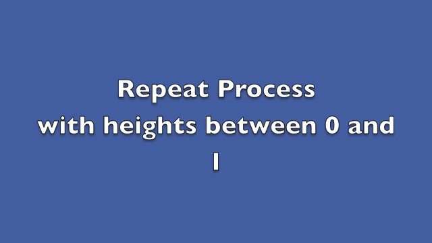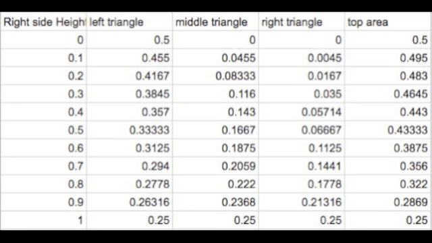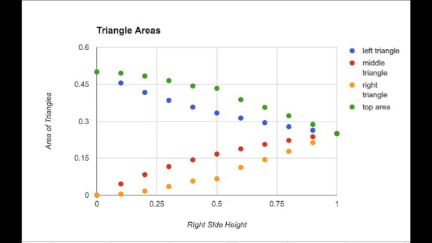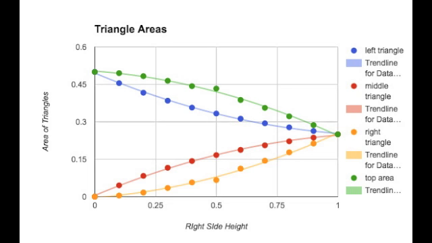I then repeated this process with different heights ranging between 0 and 1. Here are the data for those points. And then graph that data, where we can observe general curves that are opposite each other depending on their position within the square. These curves relate to an exponential equation that is based off of the height point on the right side of the square.